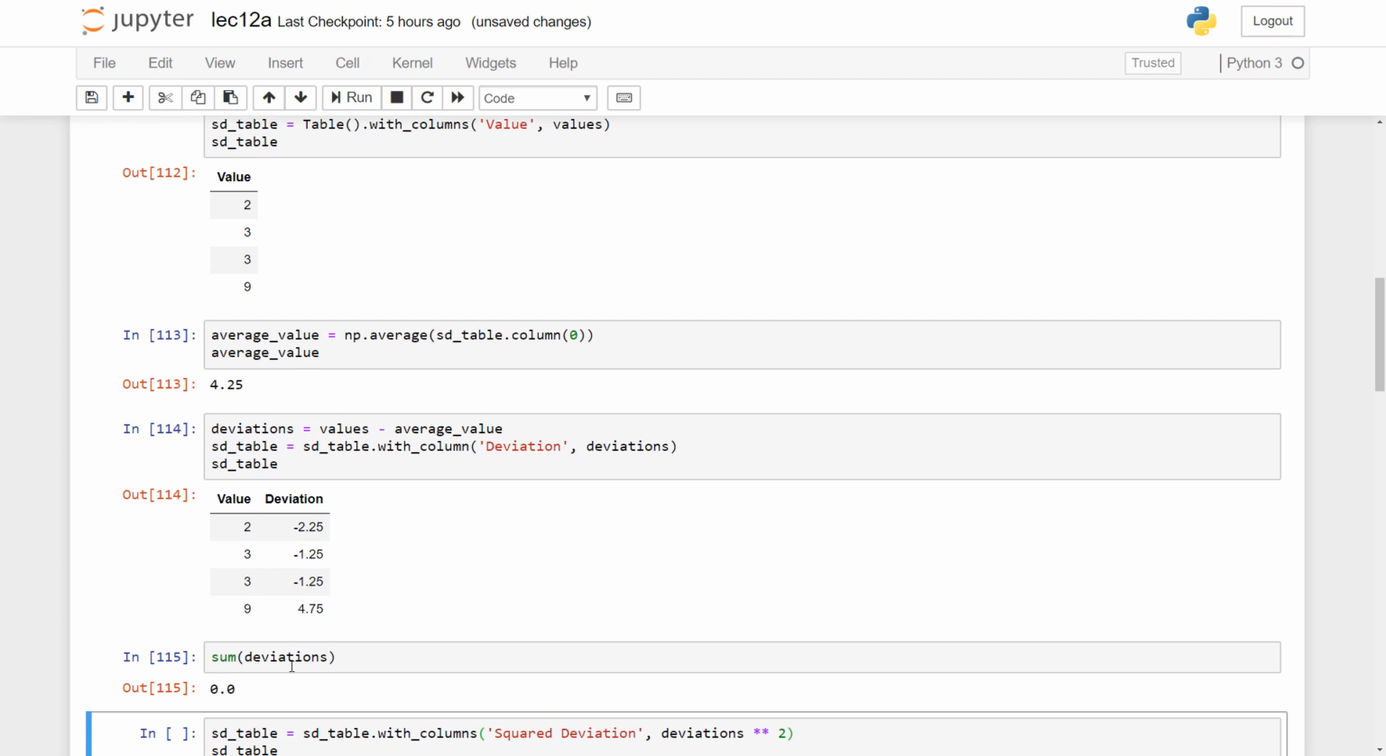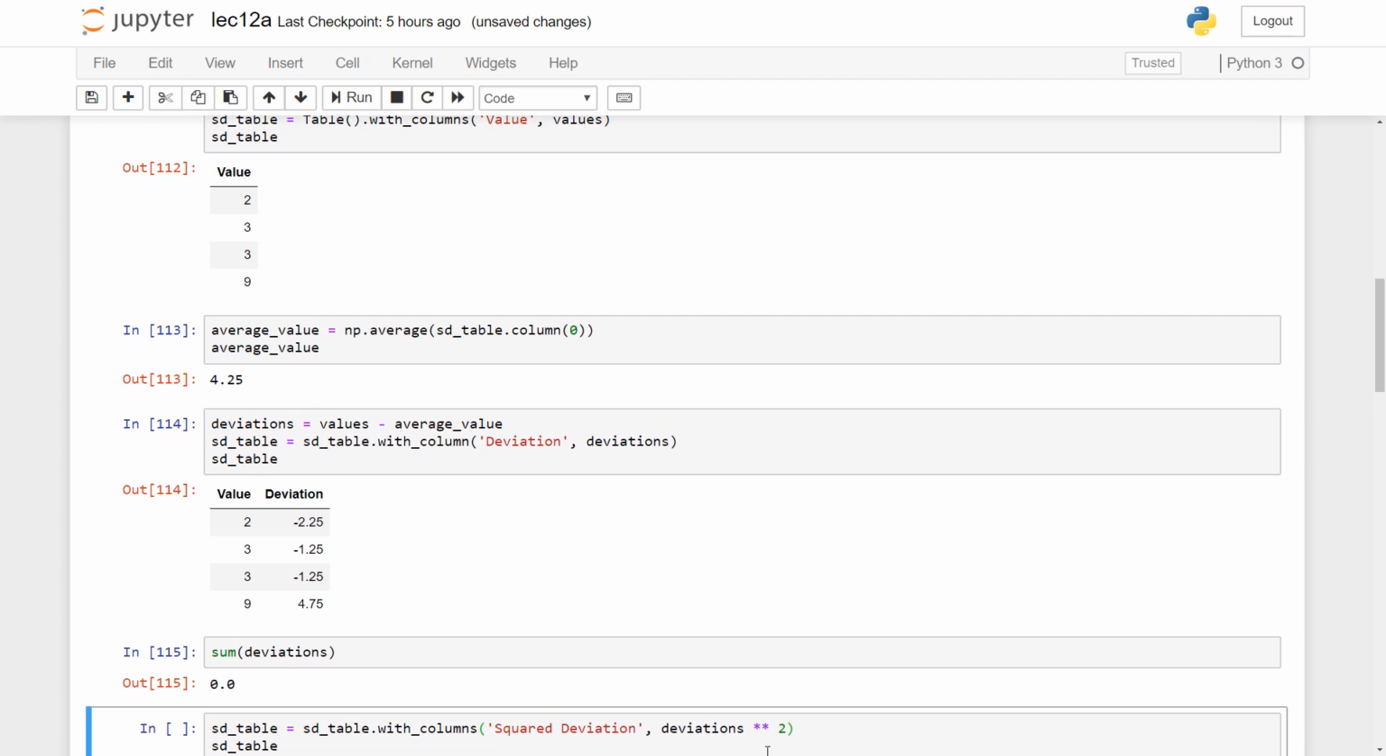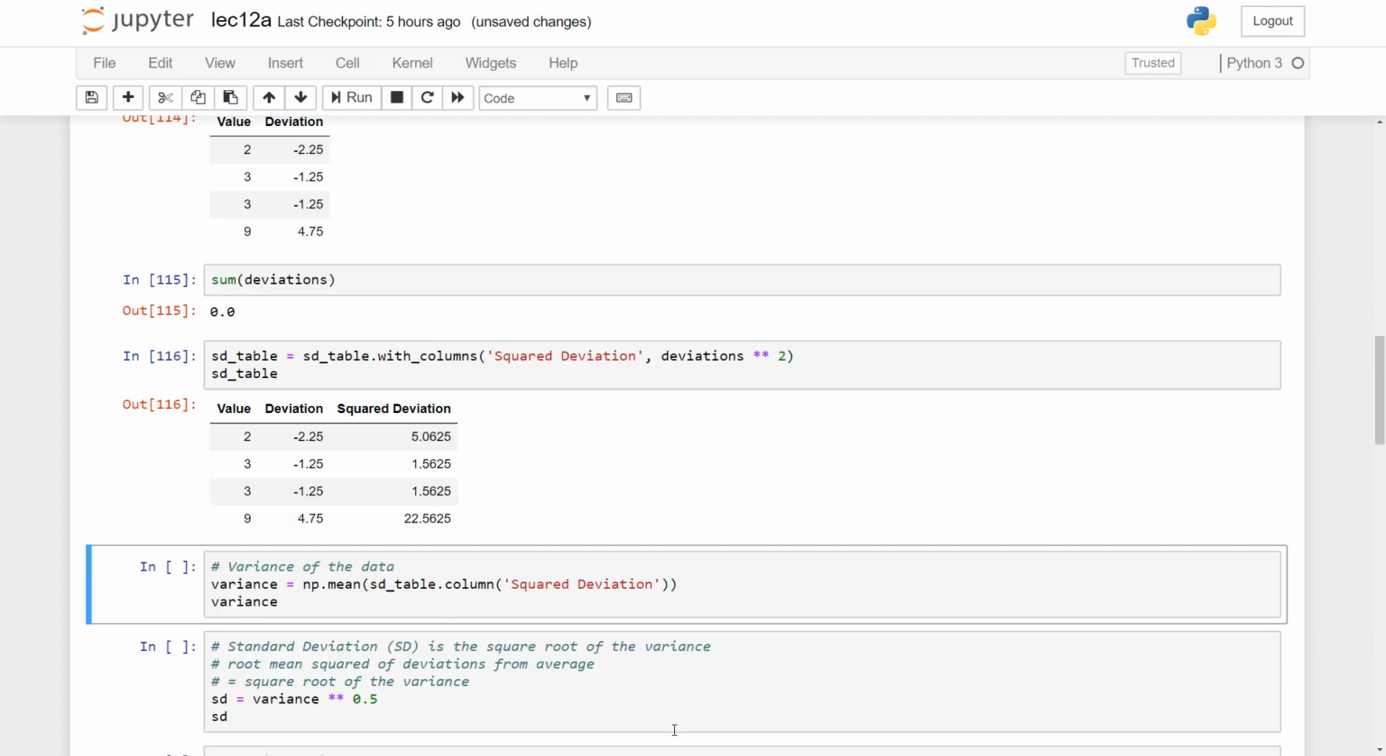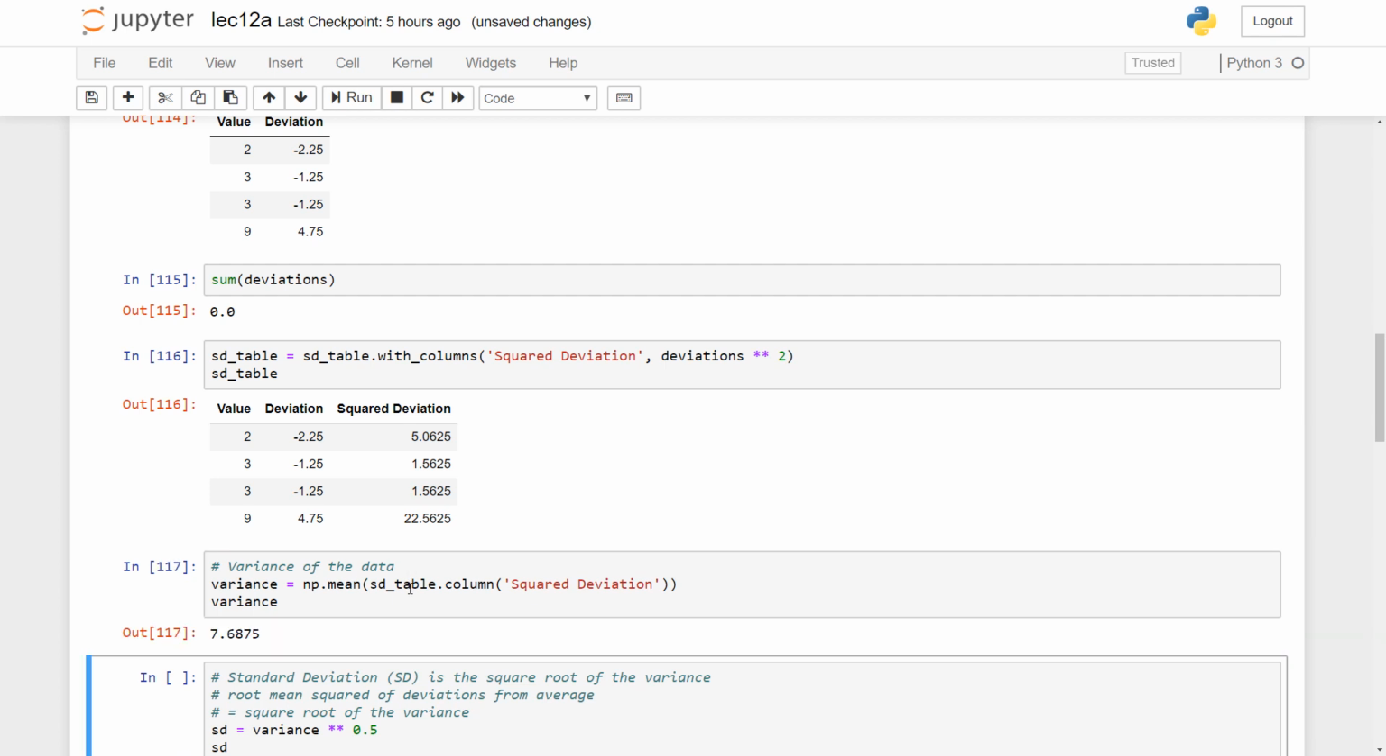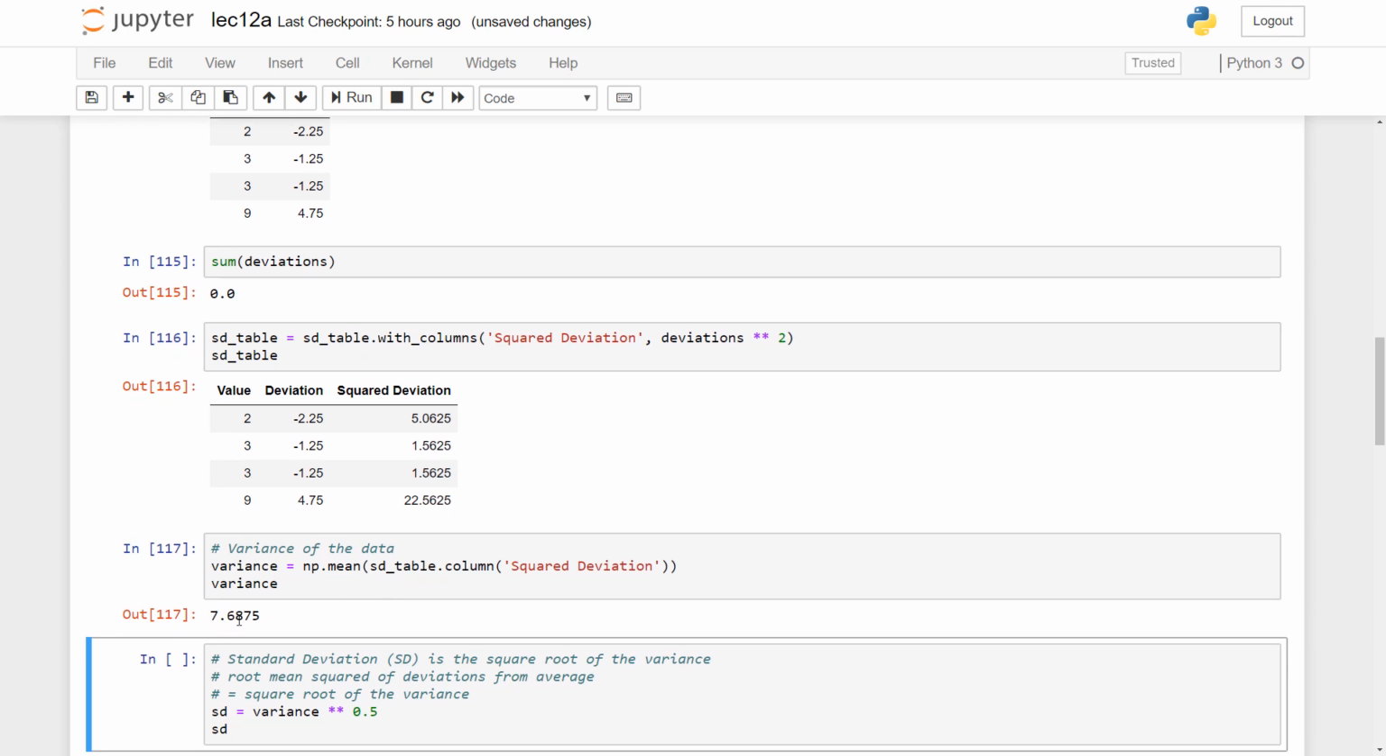So we'll take the square of all deviations and add it as a column to the table. So now we have the deviations and we have the squared deviations. Now we can get the mean of them. That's now a sense of how variable they are, but each value is squared. The mean of the squared deviations is called the variance. So the variance here will be 7.68.